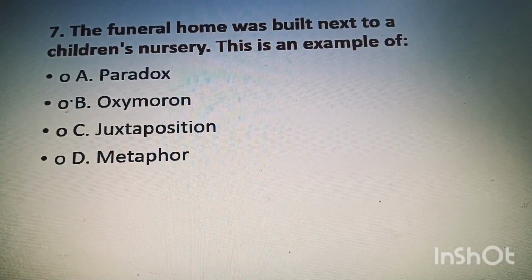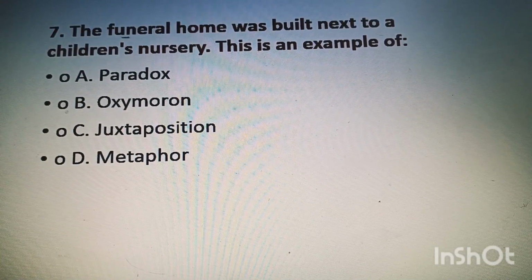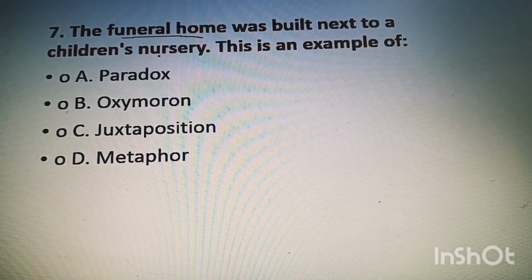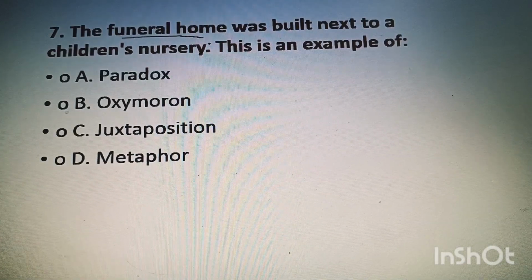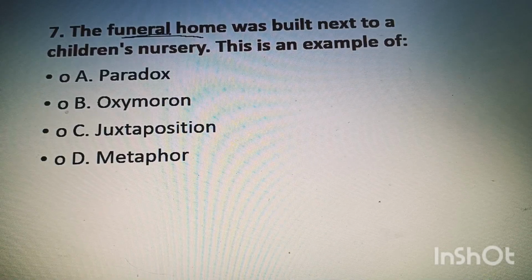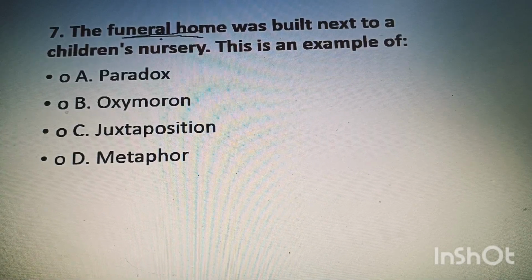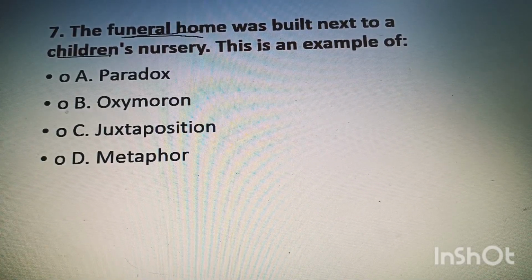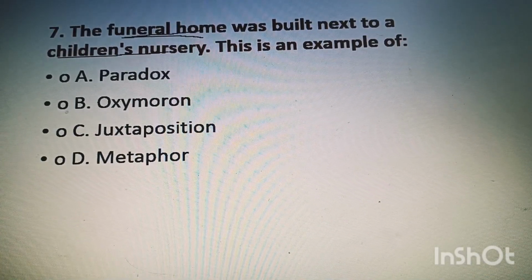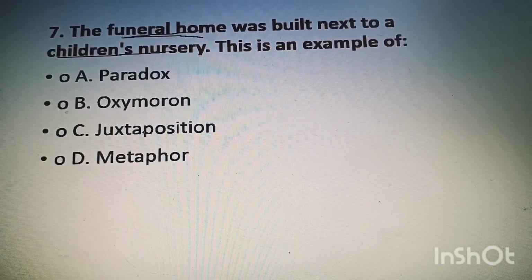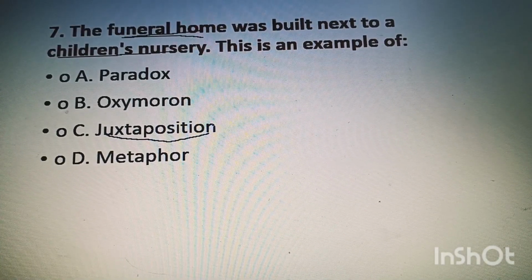Question 7. The funeral home was built next to children's nursery. This is an example of, so very simple. Funeral home means Kabristan, and children's nursery. Both the phrases are opposite to each other. Okay, and that is called juxtaposition. This is called juxtaposition.